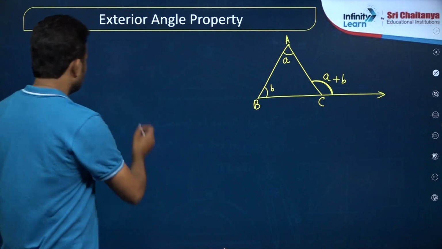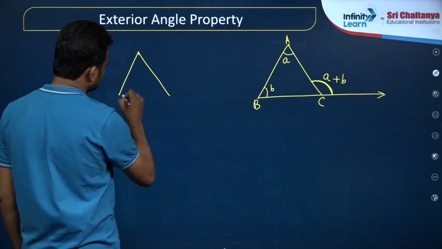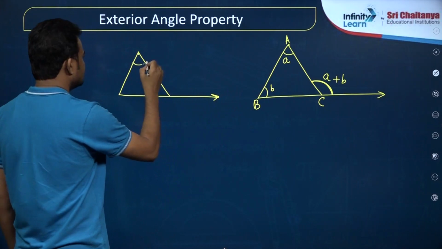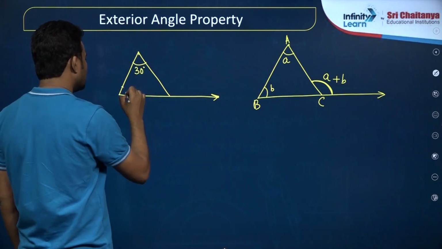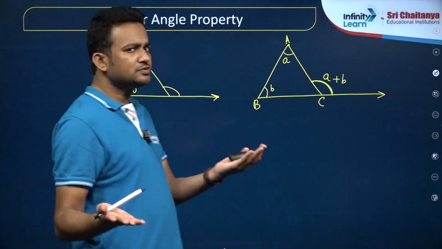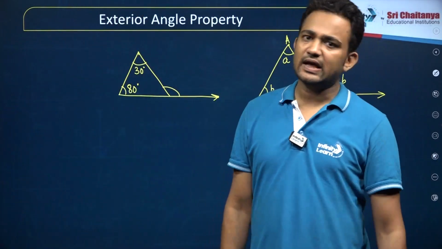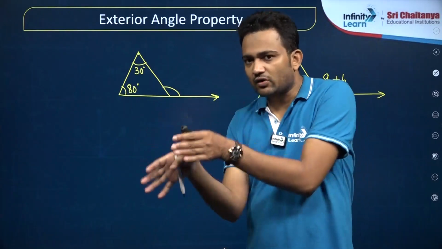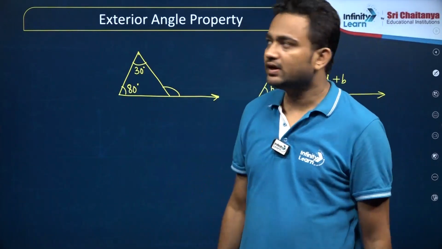So let us take an example. If I ask, guys, suppose this angle is 30 degrees and this angle is 80 degrees, can you tell me the measurement of this angle? Yes, of course you can tell. This is the exterior angle, and it is always equal to the sum of the opposite interior angles.